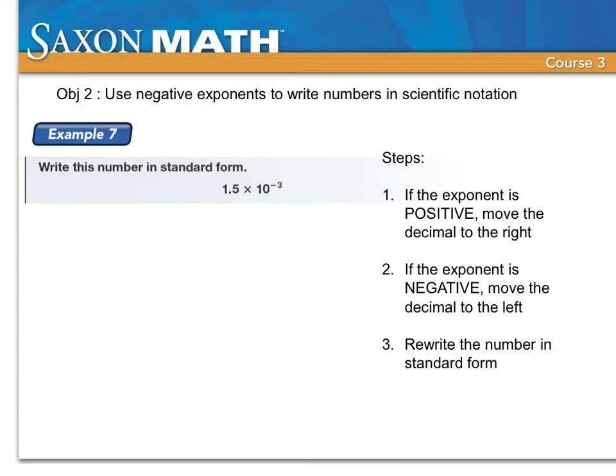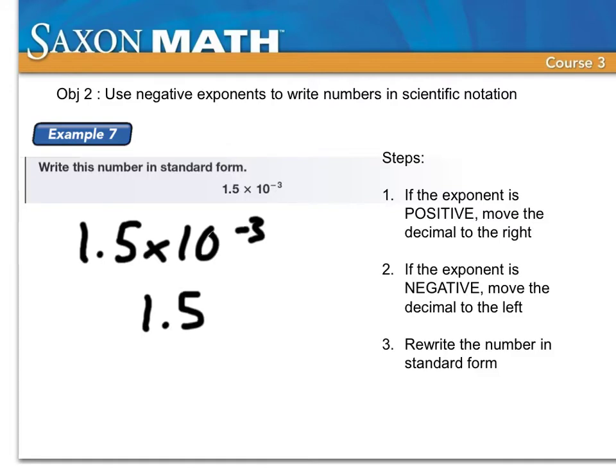Okay, objective 2 we have up here now is to use negative exponents to write numbers in scientific notation. Okay, so this is example 7. It says write this number in standard form. So the first thing I'm going to do is just rewrite down the number. Okay, and then I'm going to write down just this first part, the decimal part here, 1.5. Then I'm going to look at my steps.